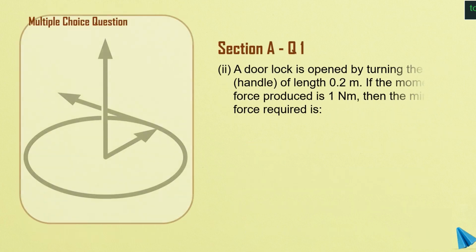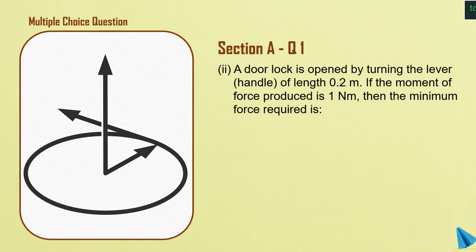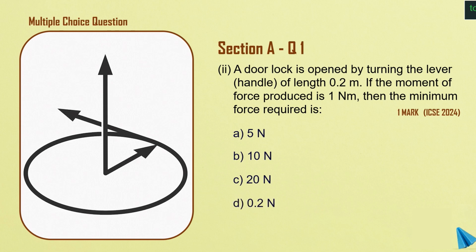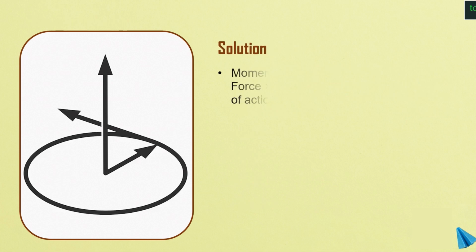Let's have a look at the new question. It says a door lock is opened by turning the handle of length 0.2 meter. If the moment of force produced is 1 Newton meter, then the minimum force required is, four options are given: 5 Newton, 10 Newton, 20 Newton, 0.2 Newton. Let us see the answer to this.